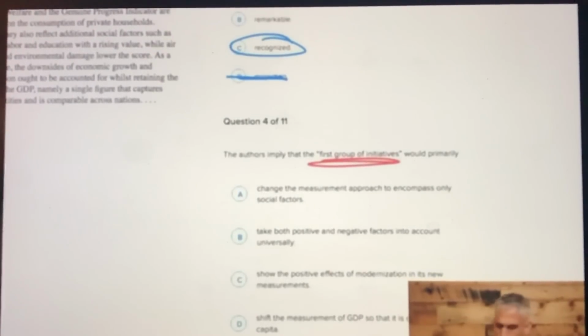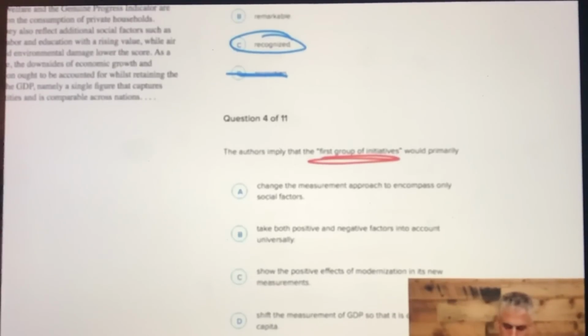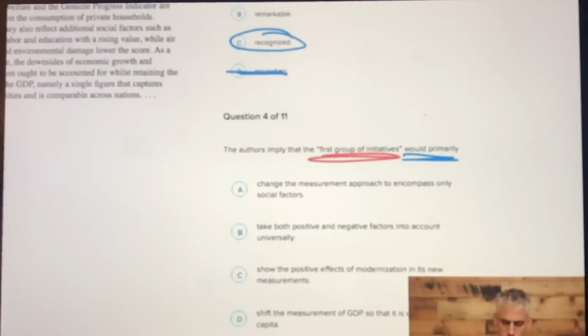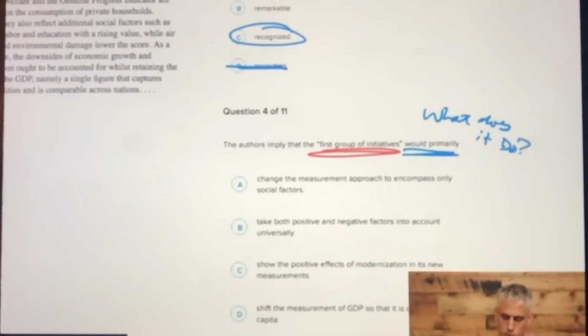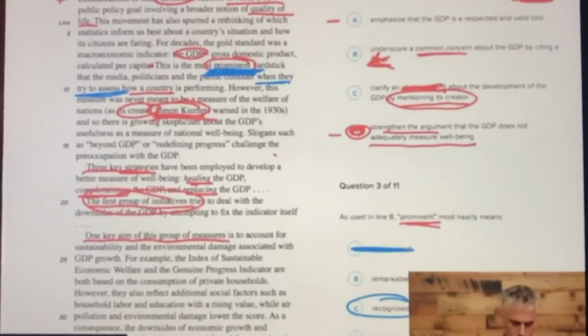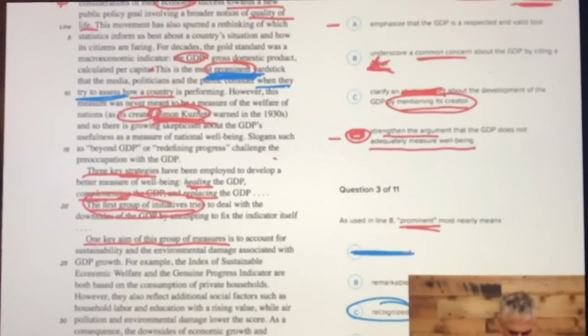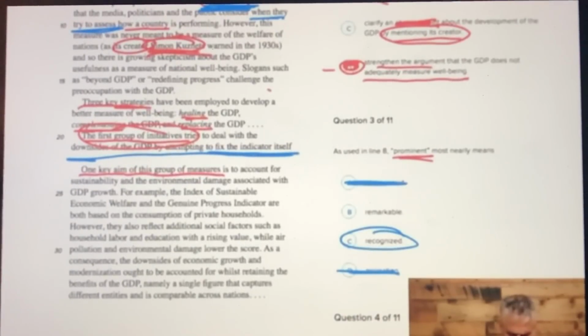First group of initiatives would primarily, check the time. Okay. First group of initiatives. I'm going to look at this. I'm going to say, what does the first group of initiatives do? What does it do? I'm rephrasing it. I'm going back. First group of initiatives, we had dealing with the downsides of GDP by attempting to fix the indicator itself. Fix the indicator itself. That's what the first initiative is doing.